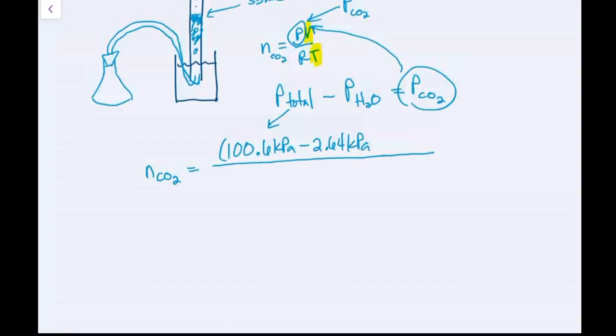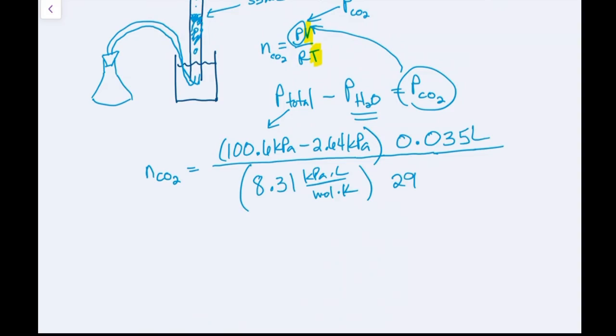And now, once I do that subtraction, this pressure that I have, created now with 100.6 minus 2.64, that is truly my pressure due to carbon dioxide. And then the volume is still 35 milliliters, which is 0.035 liters. The R doesn't change, 8.31 kPa times liters over moles times kelvins. And then my temperature, I think I said 22 degrees Celsius, so that would be 295 kelvins. And now I'm ready to truly solve for my number of moles of CO2.